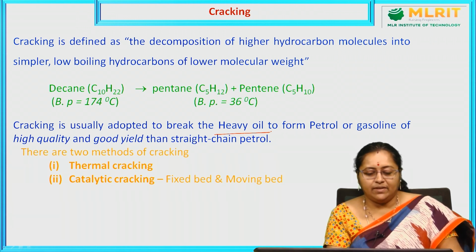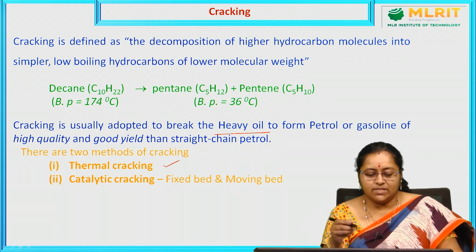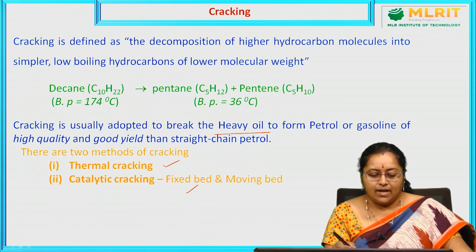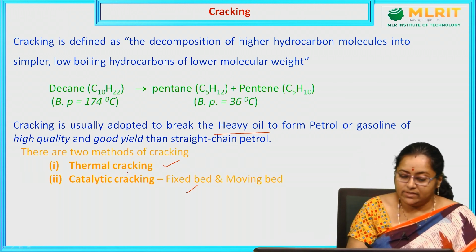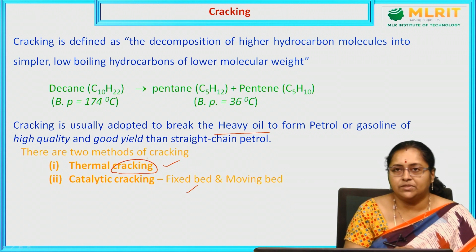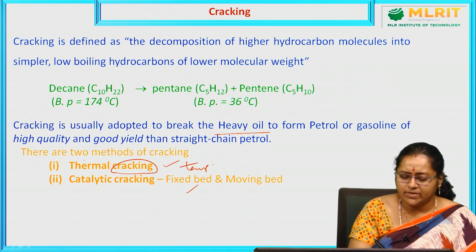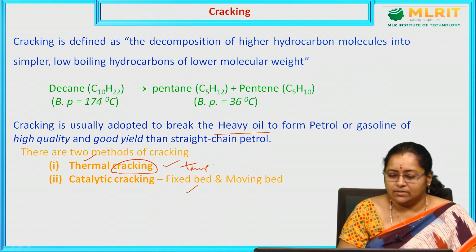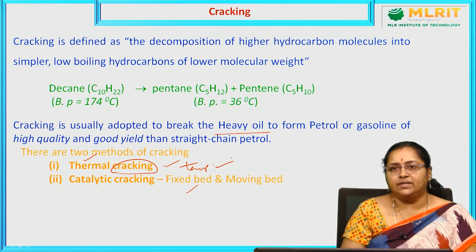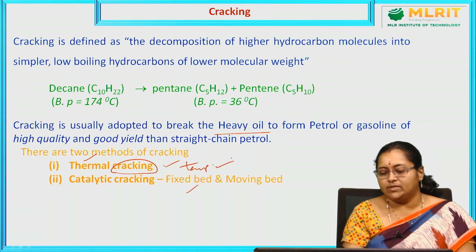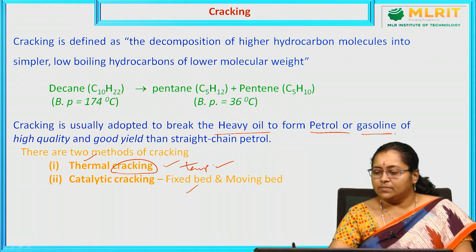This can be done in two different ways. Two different types of cracking exist: one is thermal cracking, and the other is catalytic cracking. Thermal cracking means the normal cracking process, that is decomposition, but in the presence of some amount of temperature, which is why it is named thermal cracking. The reaction is initiated by supplying a certain range of temperature, and only then do heavy molecules like heavy oil get involved in the decomposition process, thereby producing petrol or gasoline.